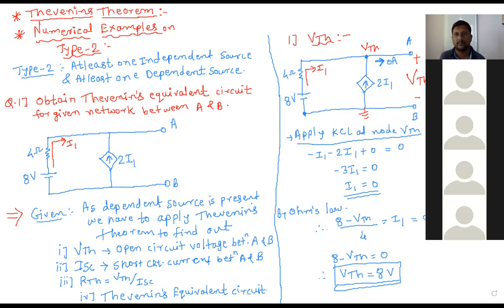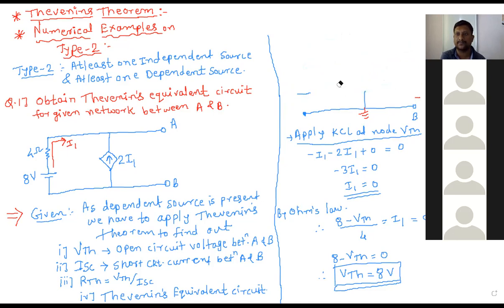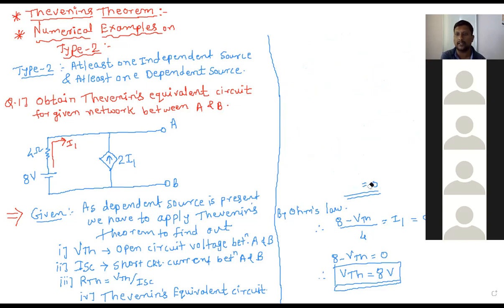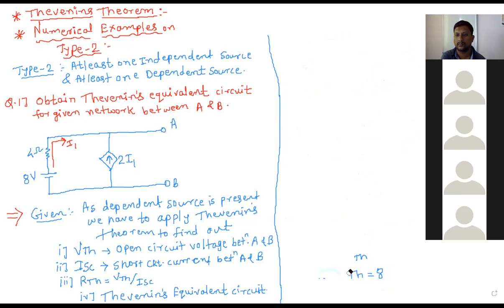Any questions now? Okay. Now we have to find out ISC. For that purpose, what do we have to do? We have to short the A and B terminals, and calculate the current that flows through that short circuit. So the next task is to find the ISC, the second one. Once again, I will write short circuit current.